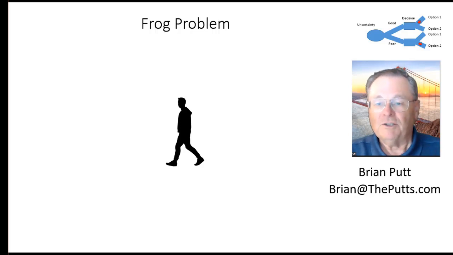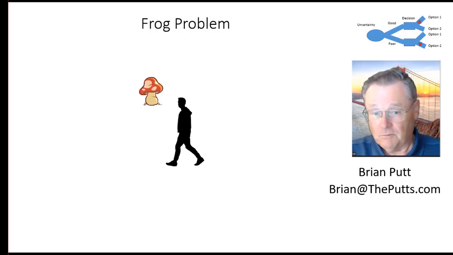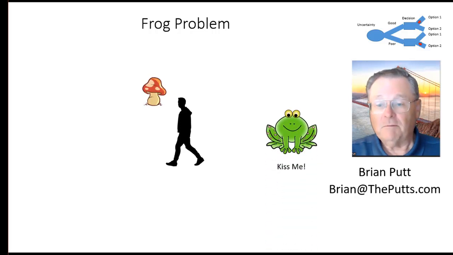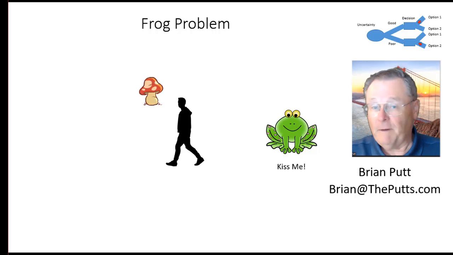First of all, you are walking in the forest and along comes a mushroom and you decide to eat it. Well, it turns out it's a poisonous mushroom. And the only way you can live is if you immediately kiss a female frog. You look behind you and you see this frog and it says, kiss me, kiss me. So that's one option. You could go kiss that frog, but it could be a male or a female. You don't know.